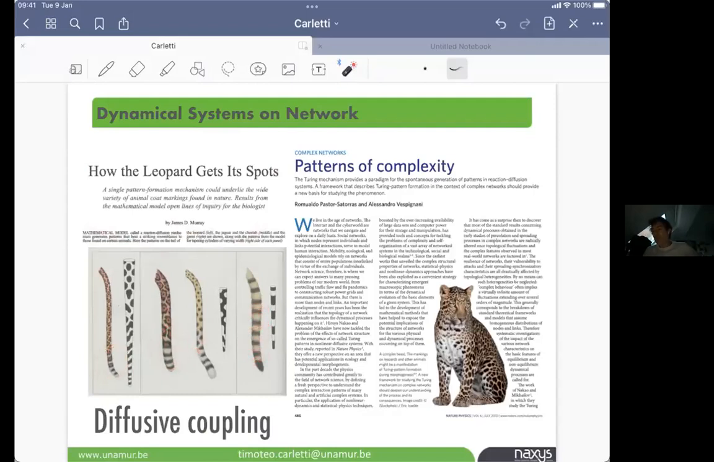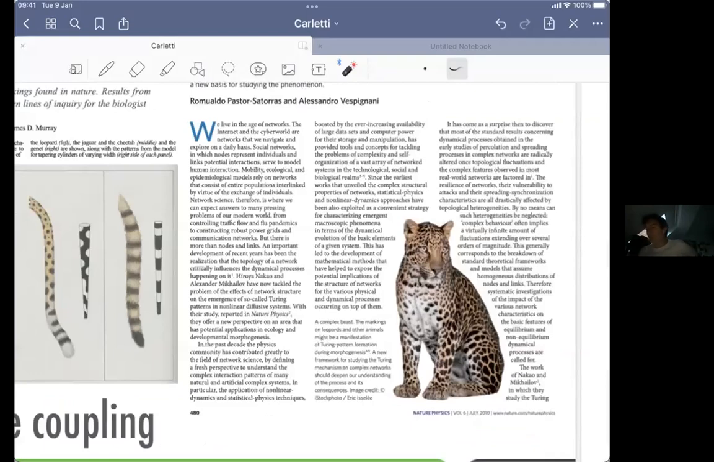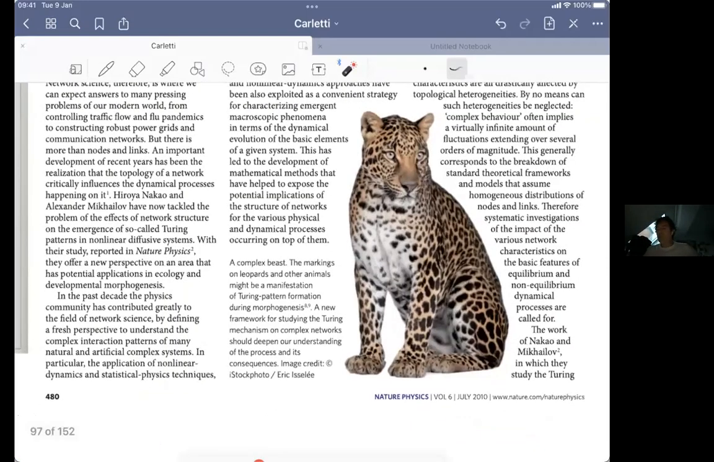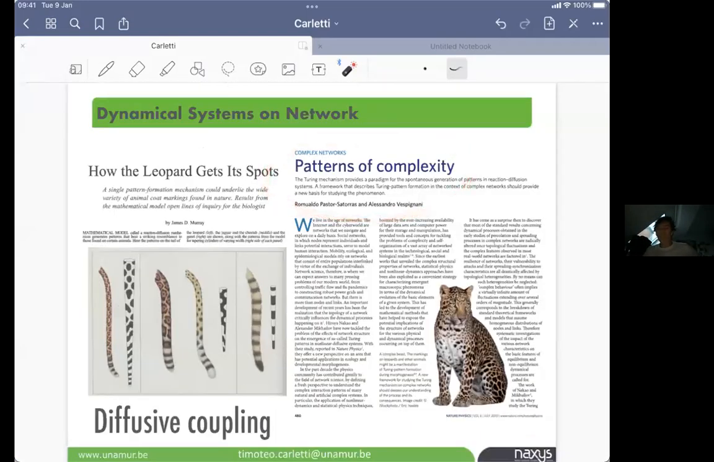And this paper by Vespignani and Pastor-Satorras is a Nature Physics paper, I don't know if you can read it, from 2010, so it's already a 10-year-old paper, where they study this pattern of complexity, the idea of this emergent behavior because you couple together different systems.